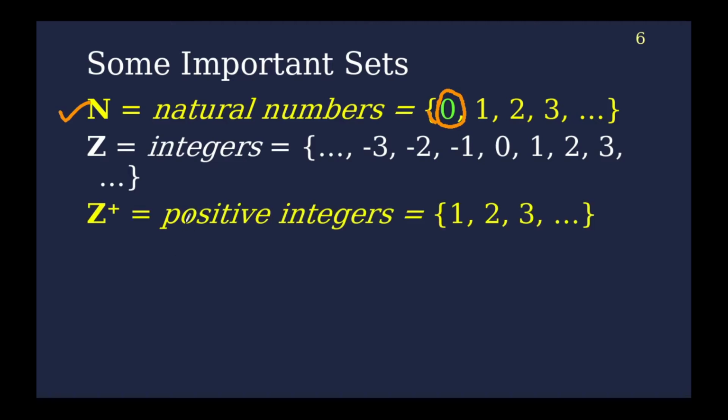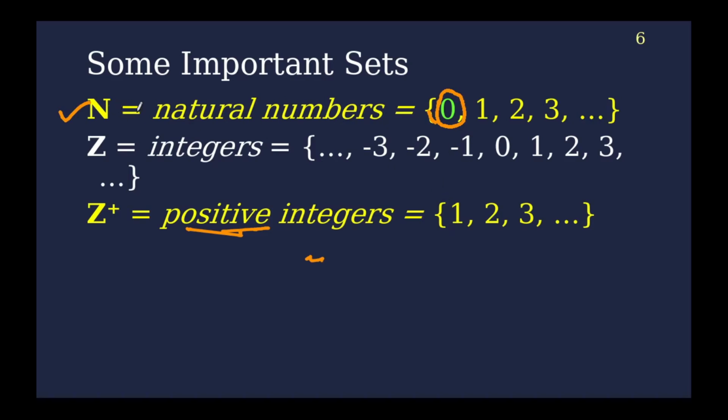Set of positive integers. As it is said, a positive integer starts from 1. So it is 1, 2, 3 up to infinity. Note the difference between the natural set and positive integers. 0 is included in natural numbers, and in the set of positive integers, 0 is excluded. The only difference is whether 0 is present or not.